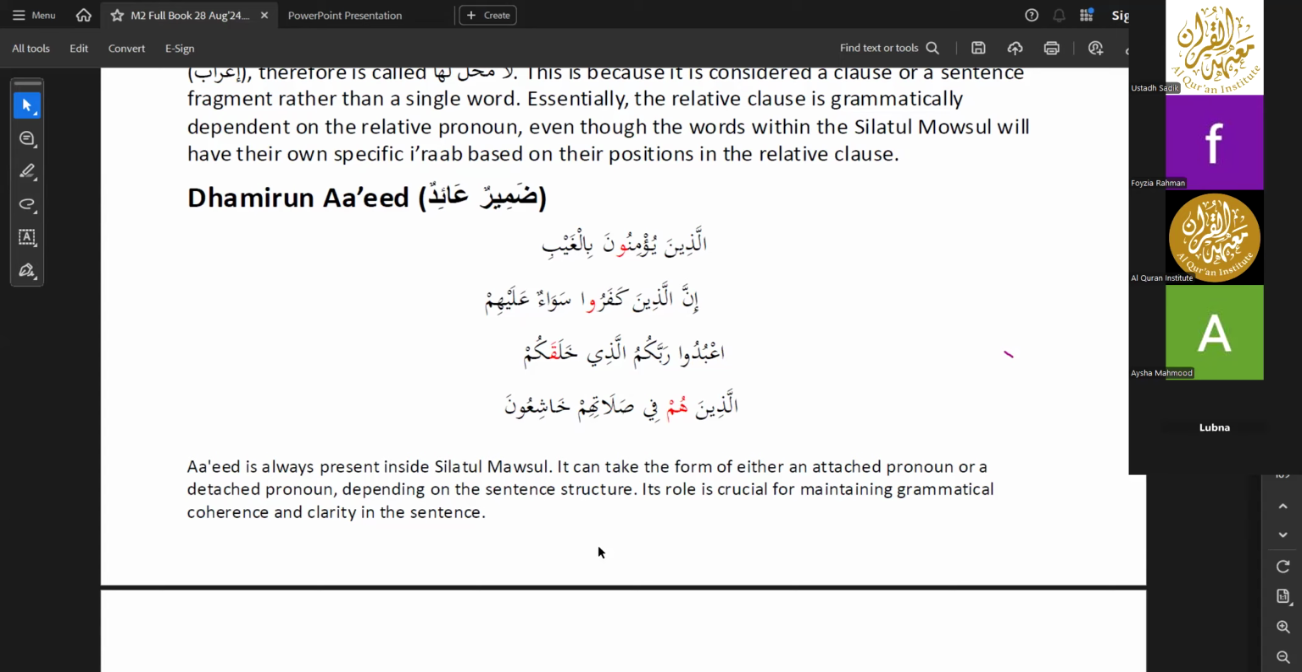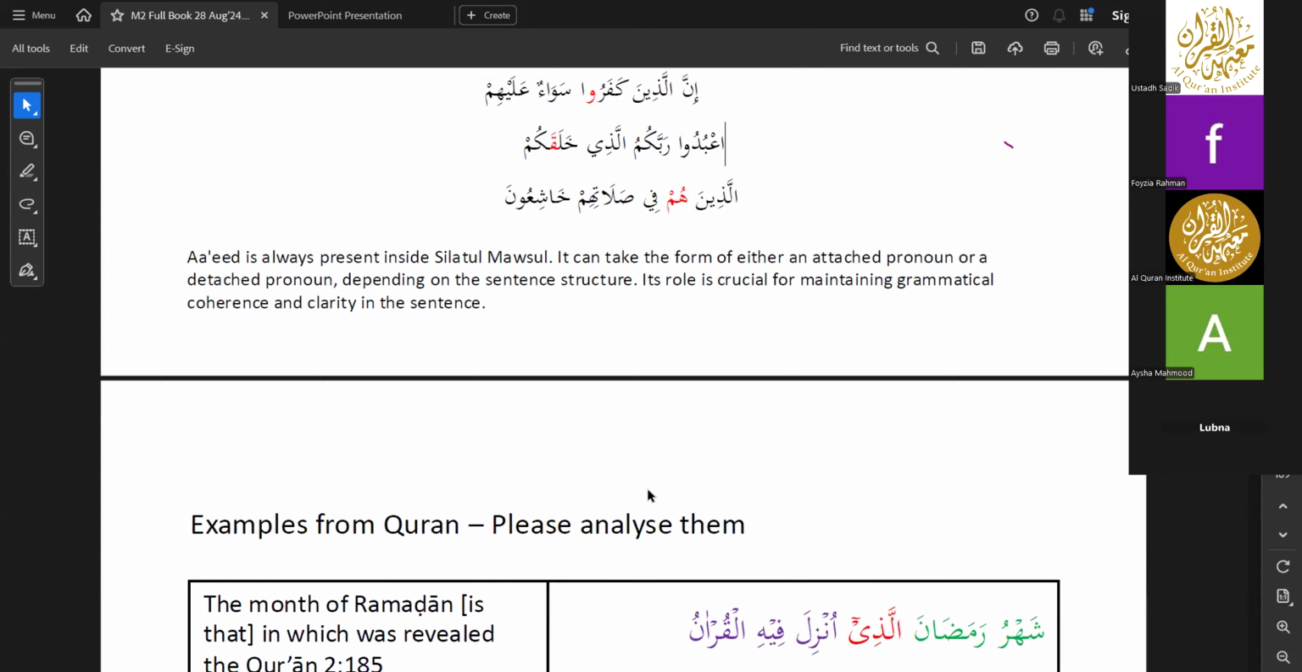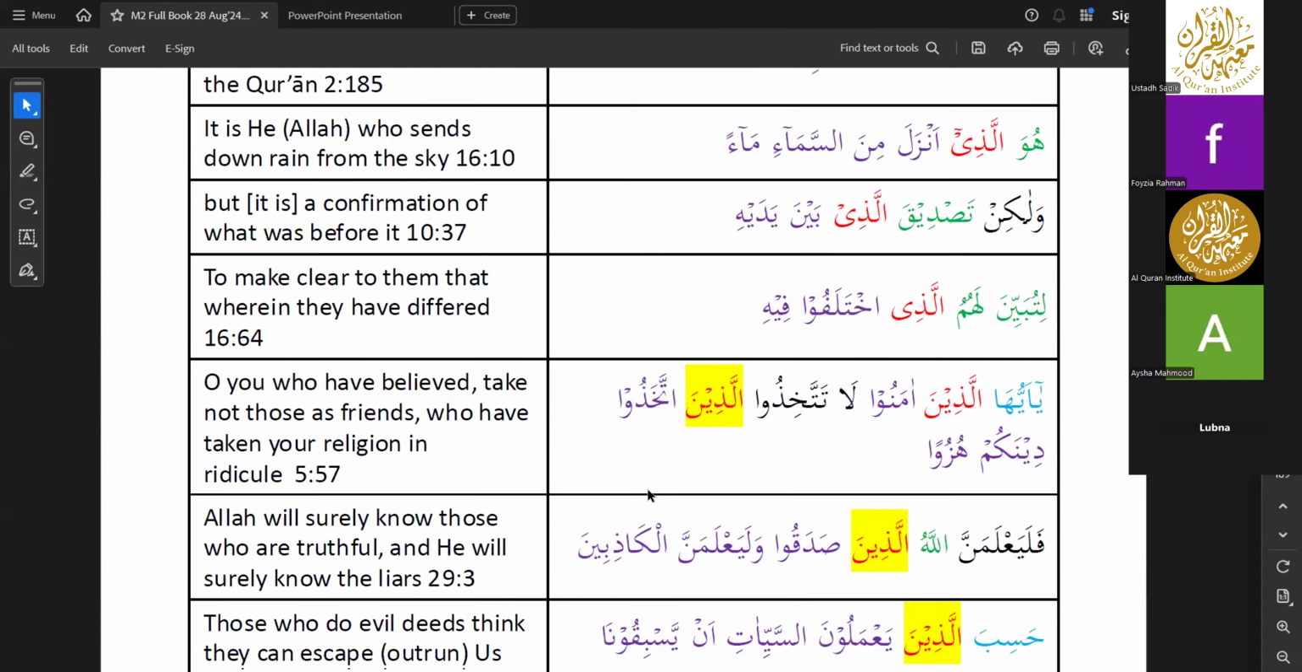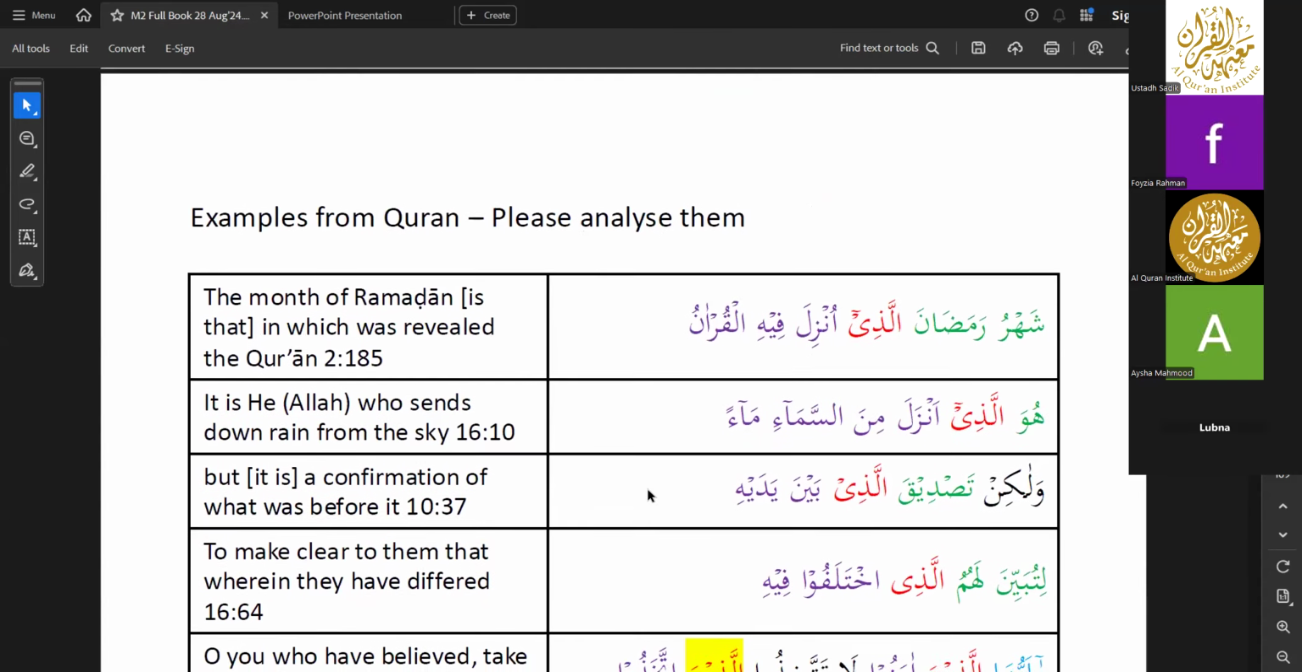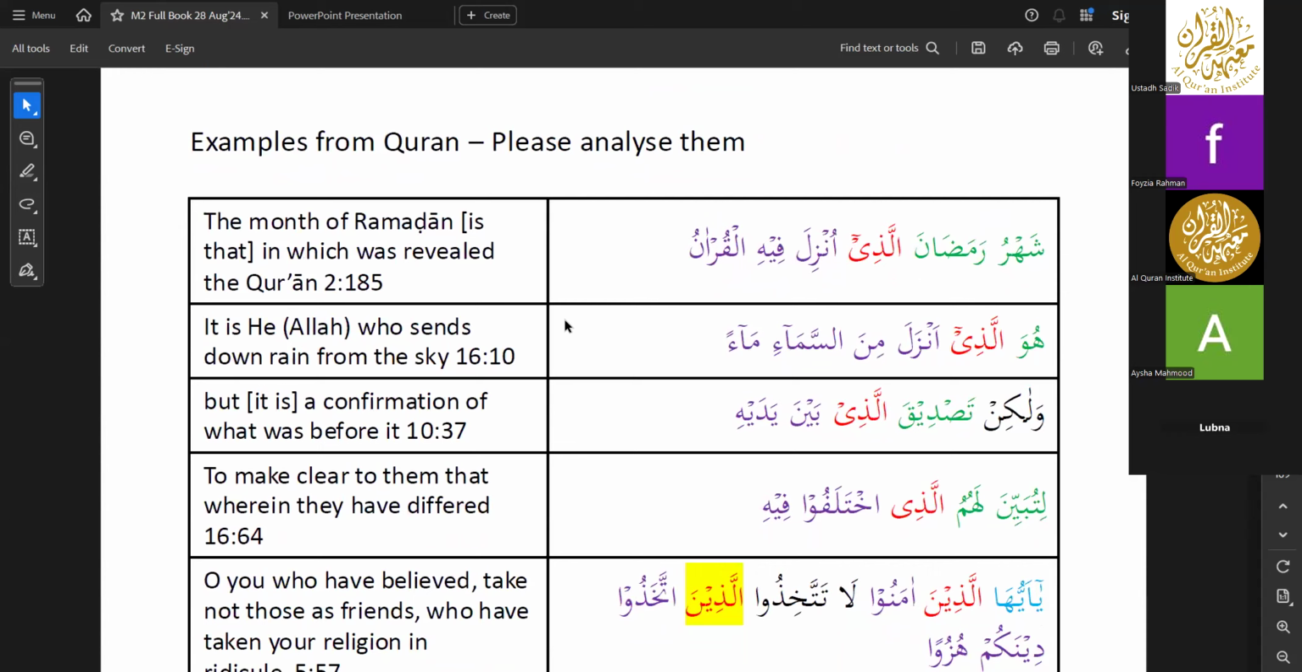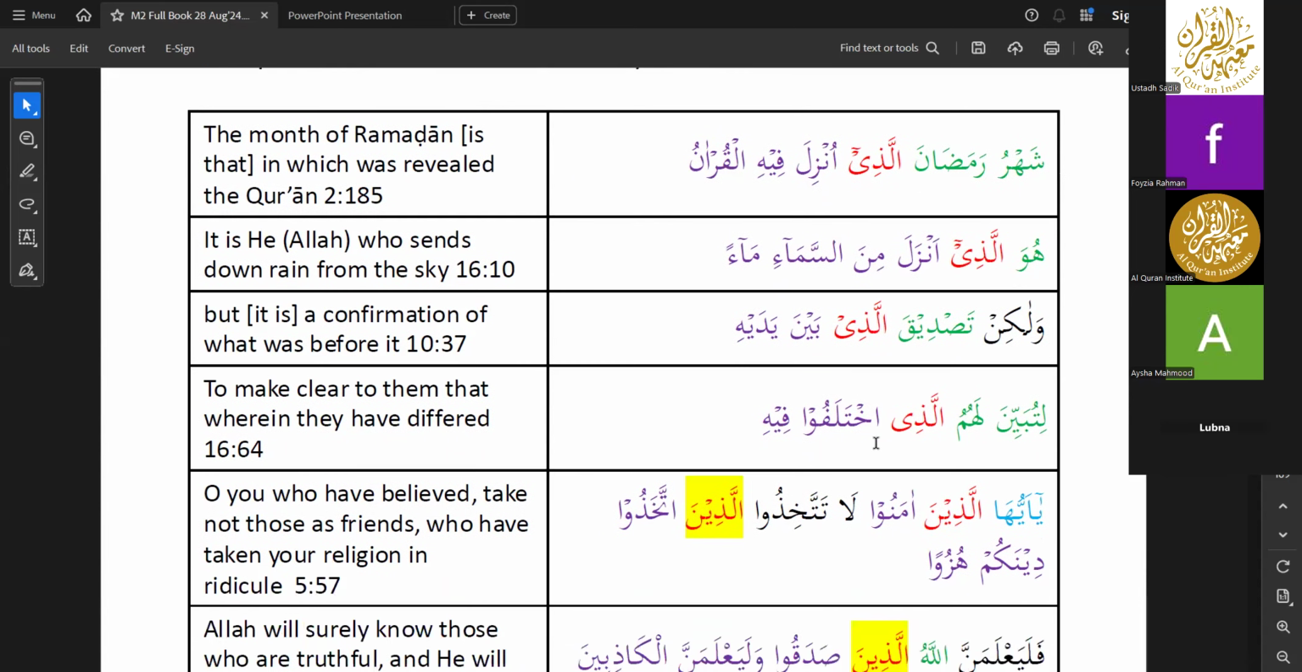Allazina hum fi salatihim khashi'un. Here you can see hum, but in most cases it will be hidden, mashallah. Okay, so we've got some examples here. Let's take some turns. We've gone through the theory, now let's do some practice. How many students do we have? Okay, so Aisha, can you do the first one, please?